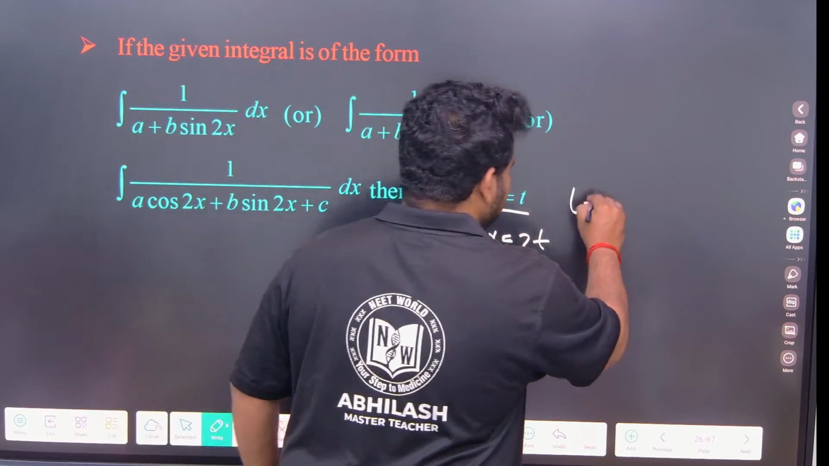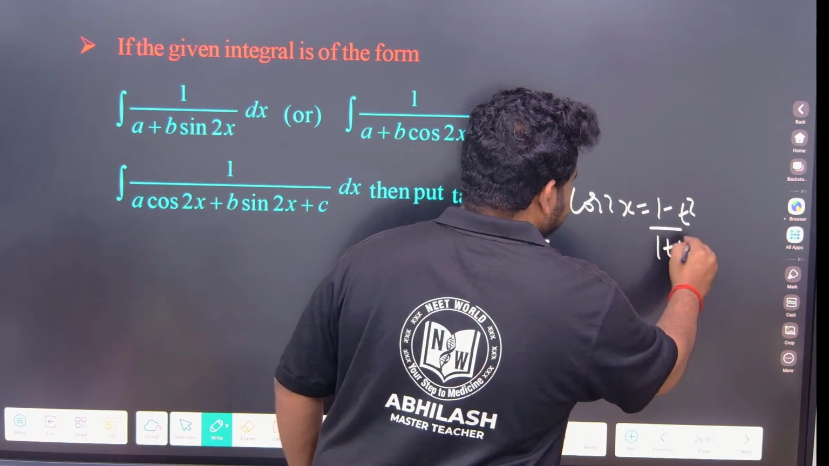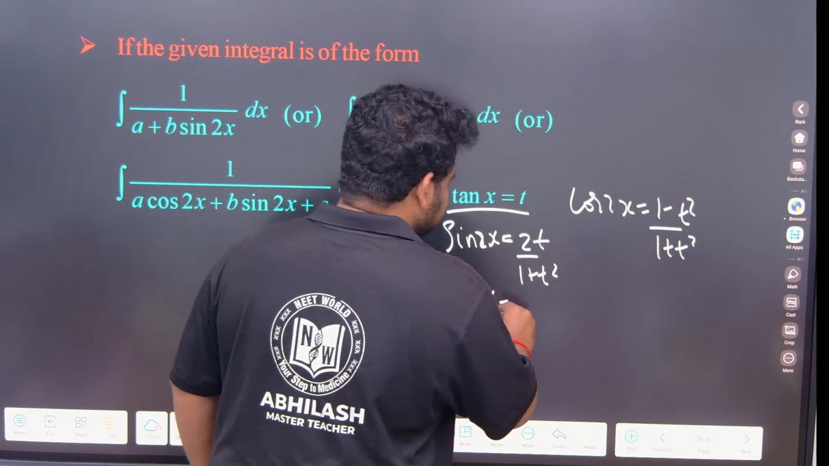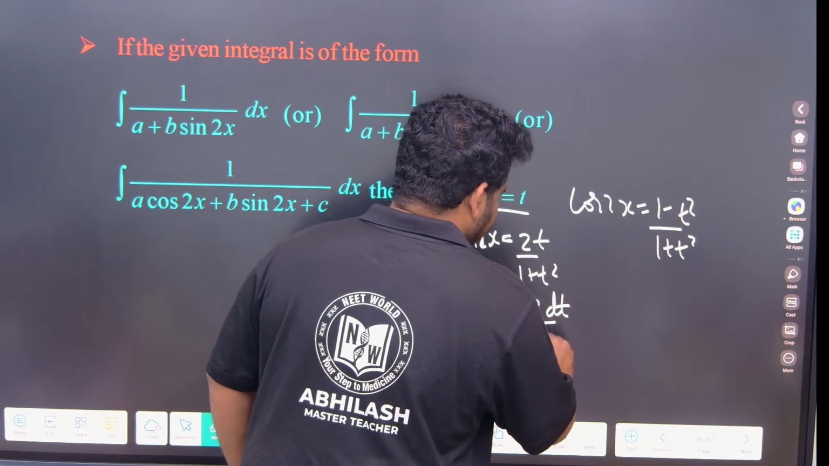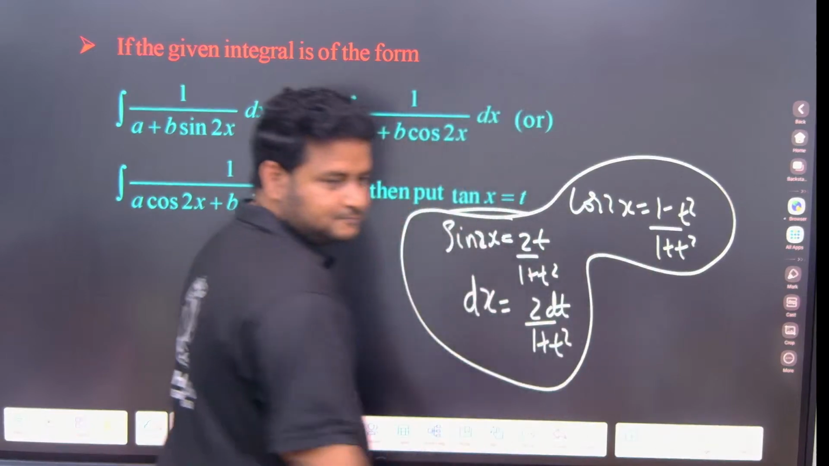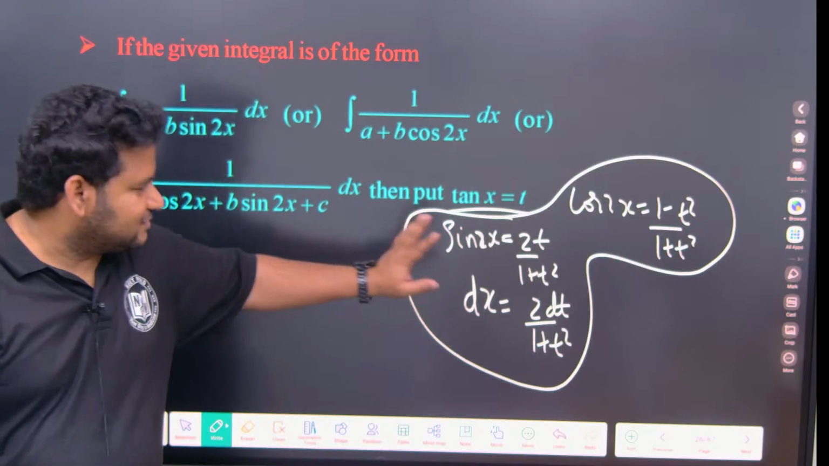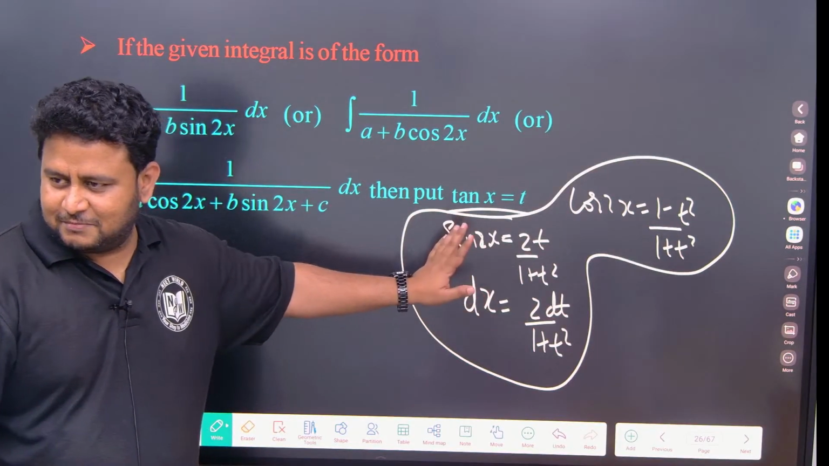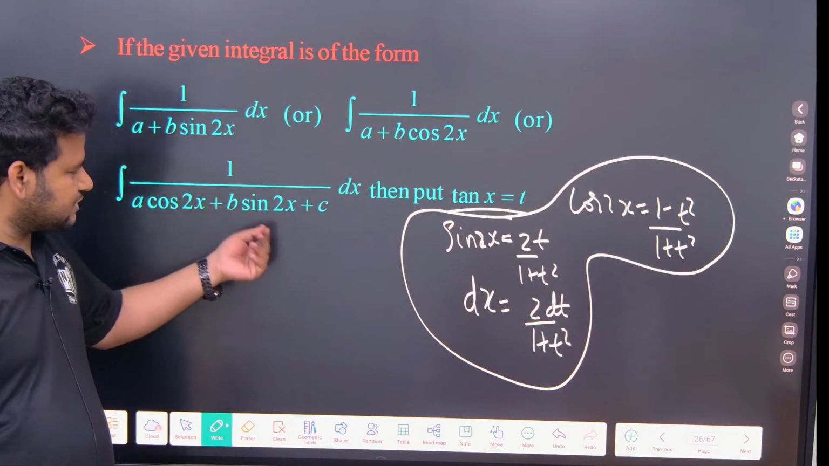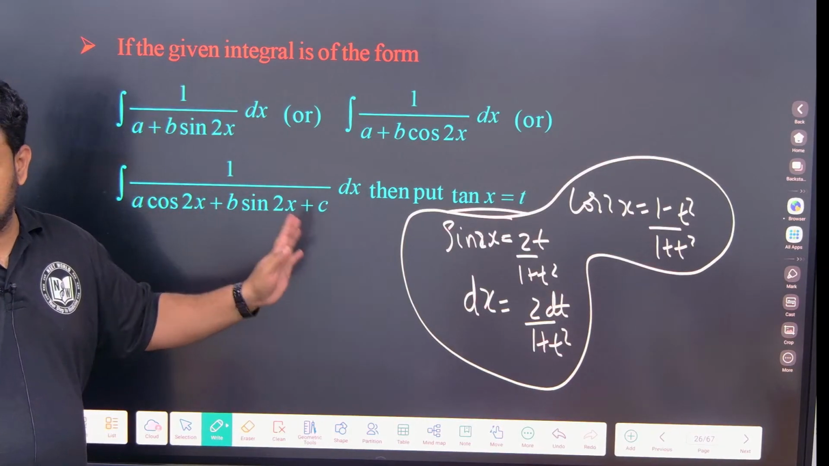What about cos 2x? Cos 2x will become 1 minus t square by 1 plus t square. What about dx? Dx will become 2 dt by 1 plus t square. This you know, you have learnt all this for the board exam, by-hearted all this. This is useful here also. Remember, for sin 2x you put that value, for cos 2x you put that value, and you will get the answer very easily.